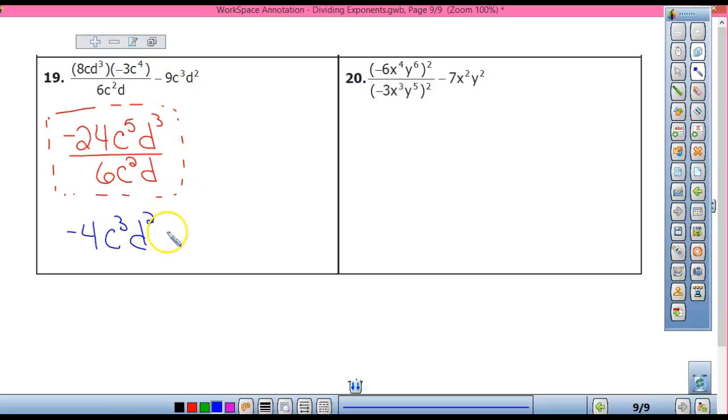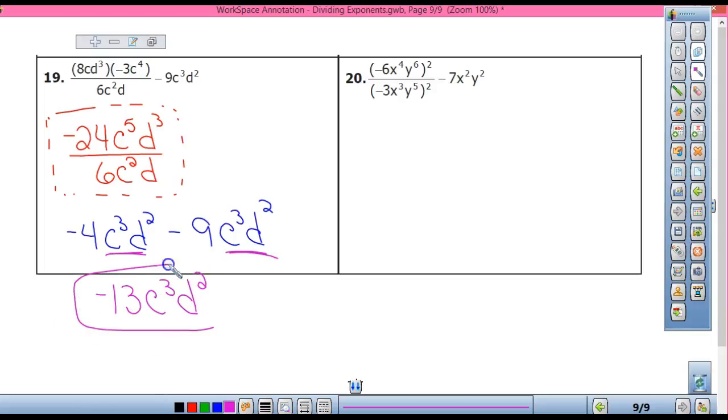Now this comes down, so minus 9c to the third d to the second. So now we're subtracting. Do I have like terms? I do. So now I can take negative 4 minus 9 and get negative 13c cubed d squared. That's my final answer. That makes sense? A lot going on.